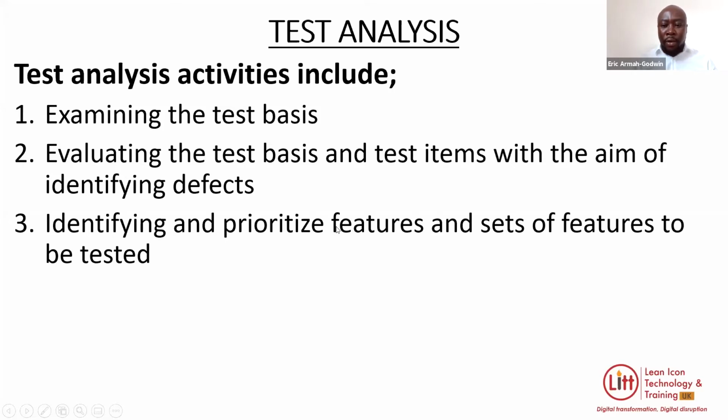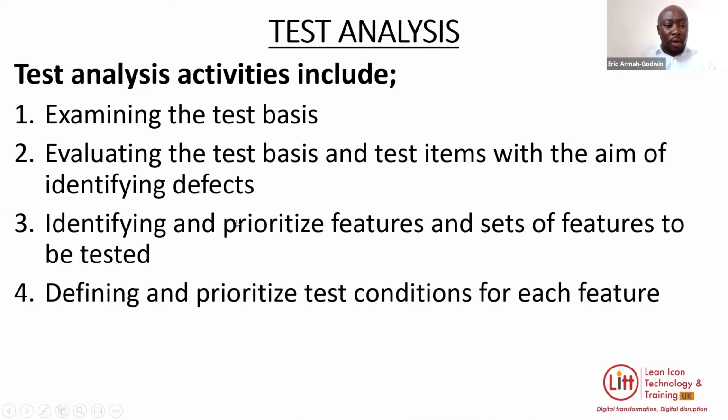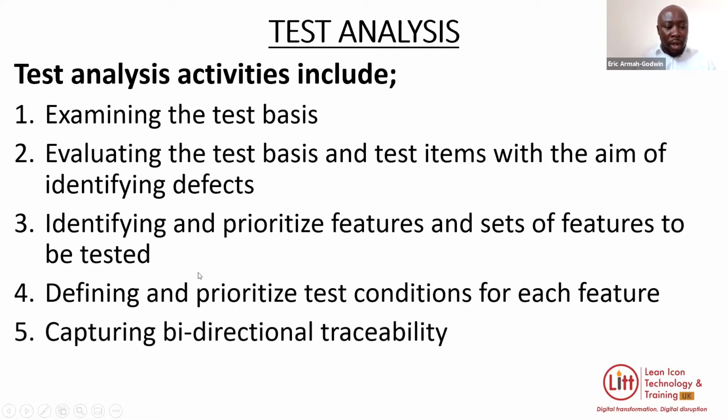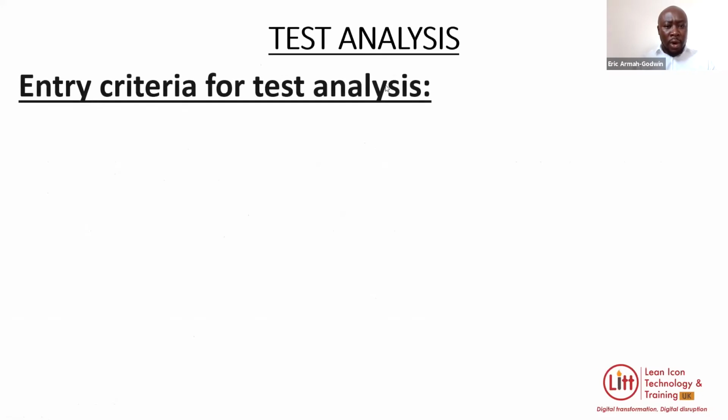We identify priorities. We identify and prioritize features and set the features to be tested. So at this test analysis stage, we ensure that the features we break the requirements into are prioritized and set to be tested. It also tells us that these test conditions can be tested. We also define and prioritize test conditions for each feature. We capture bidirectional traceability at this stage as well.